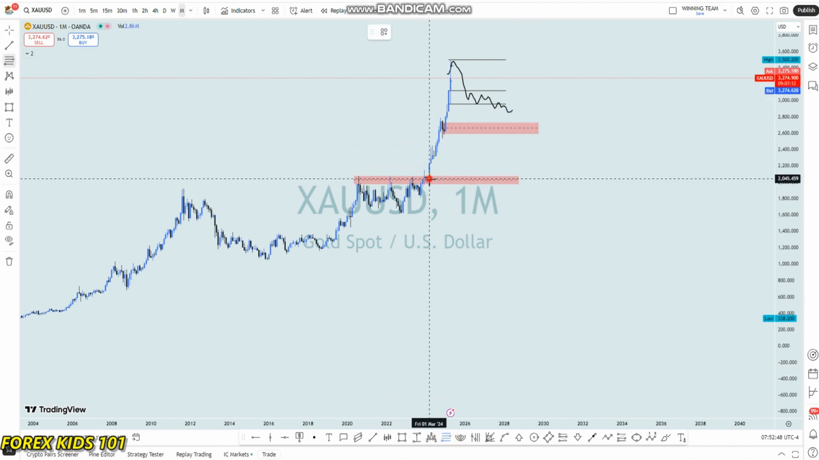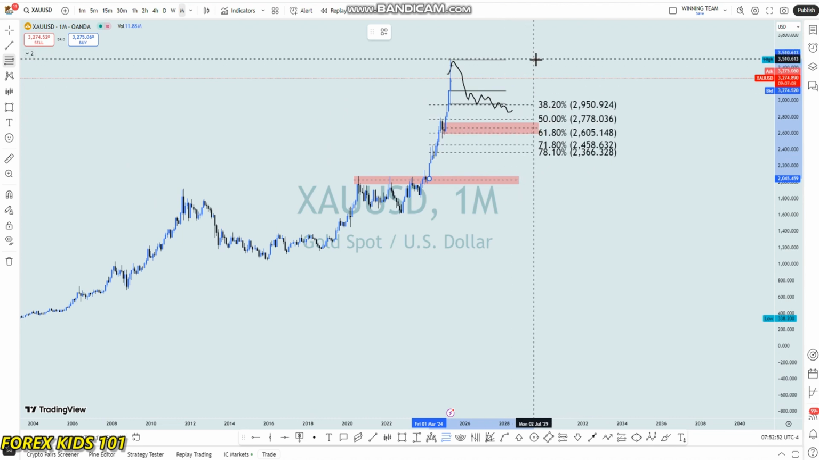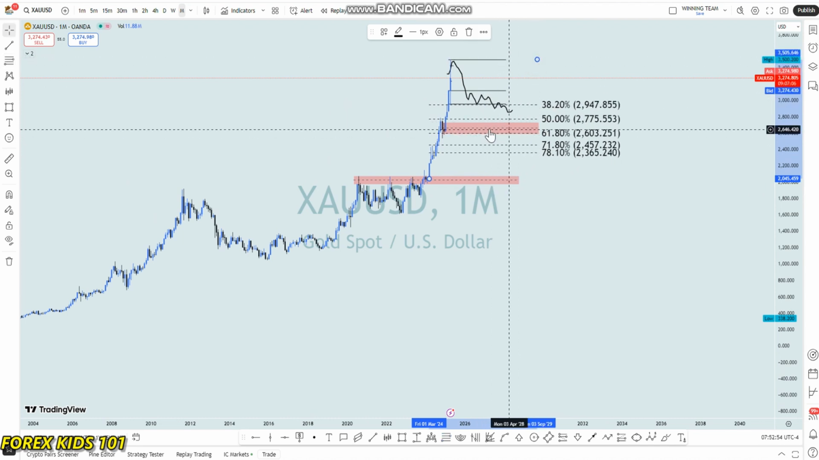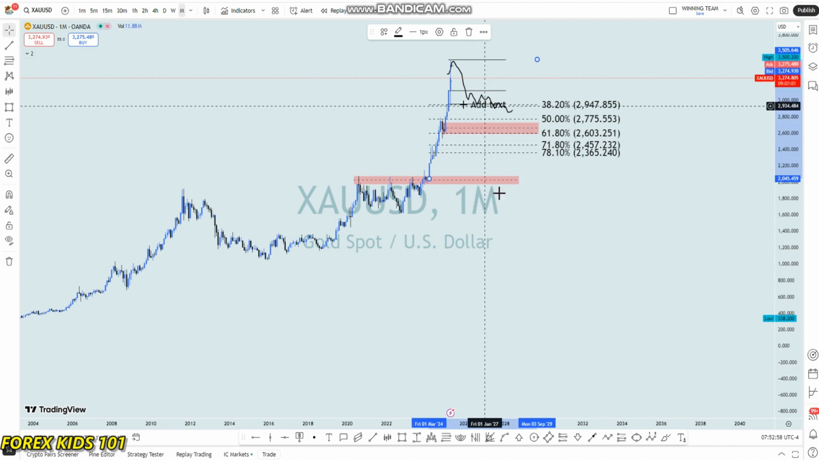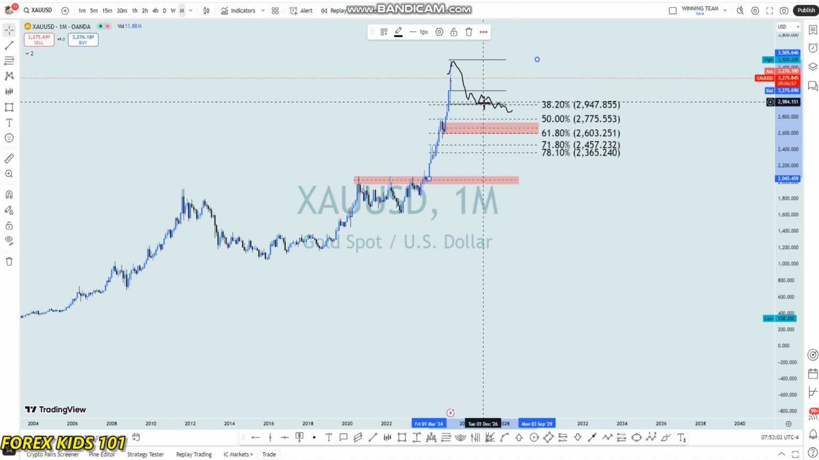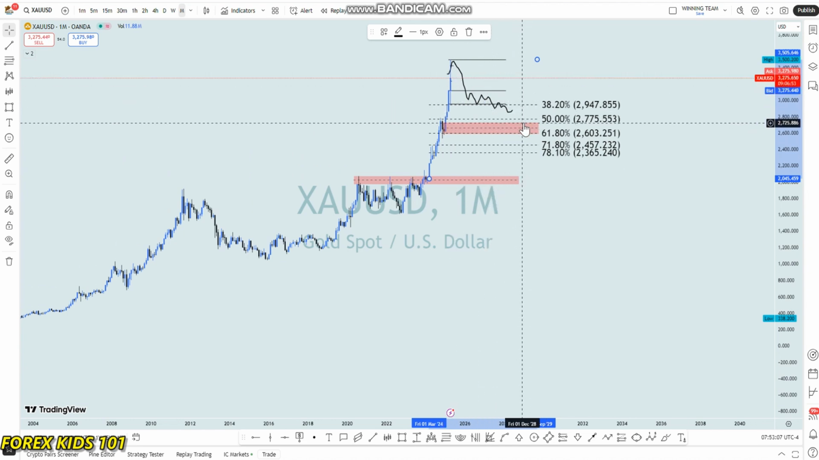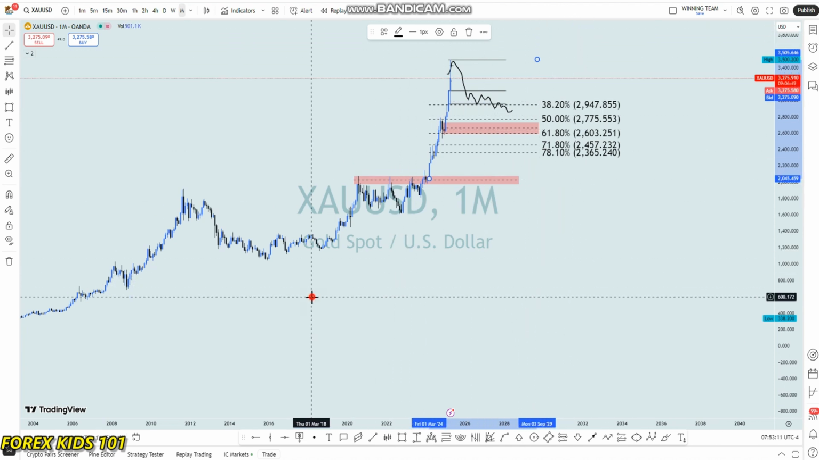Even if you take your Fibonacci and apply it from the break all the way to the top, you can see that this is where the 50% and the 61% is on our Fibonacci retracement, which is most likely the level that you can look for. Gold might come in deep and test this area here before we look for another bullish leg to the upside.